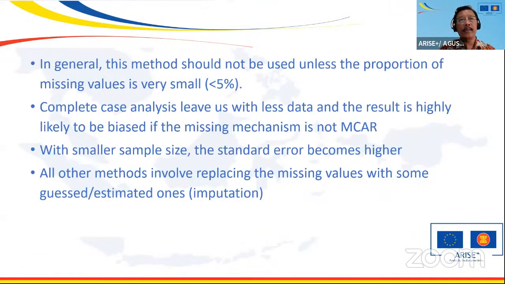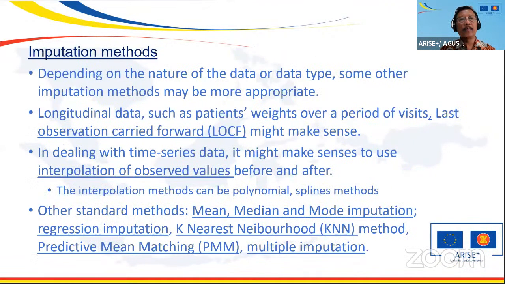And then the imputation method, of course, this is mostly for MAR, missing at random, and for the MNAR. Depending on the nature of the data, some of the imputation methods may be appropriate. Even the simple one can be appropriate when the nature of data really allows for a good estimate.